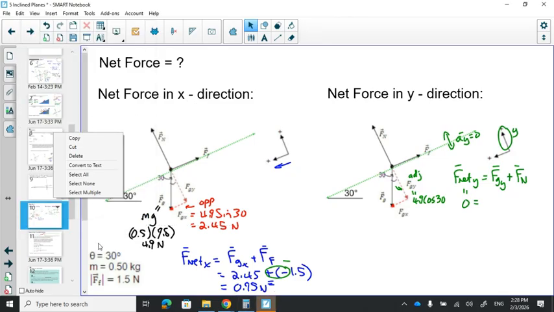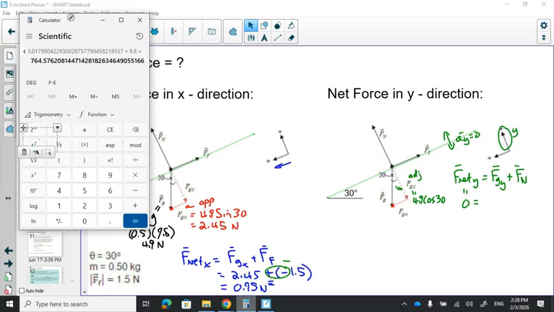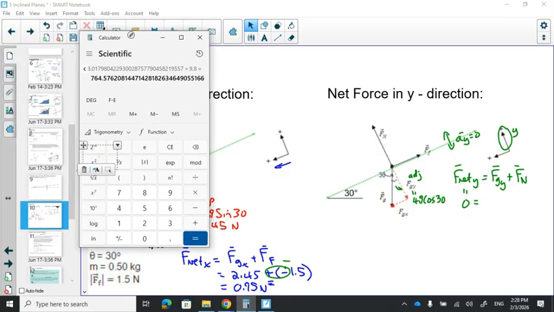I think my computer is struggling here. Might have to go back to the handheld one, unless I just move this out of the way. Just an ink-aware smart notebook thing. Okay, here we go. 4.9. It's still doing it. Go away. There we go.